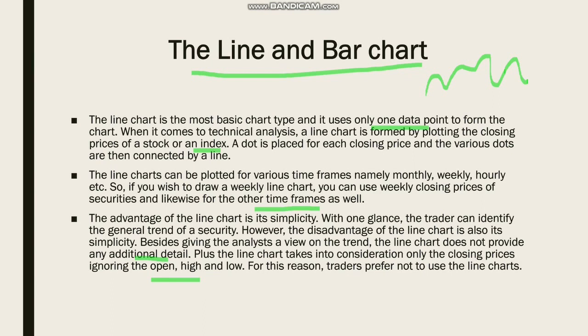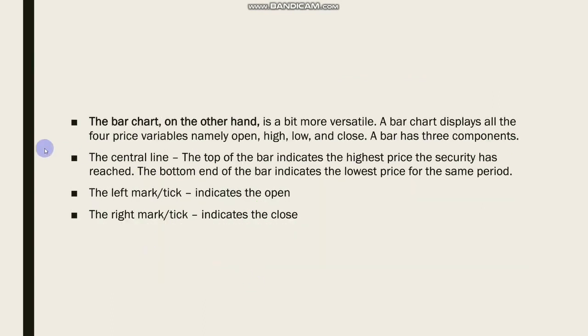The bar chart on the other hand is a bit more versatile. Bar chart displays all the four prices, namely open, high, low and close. Bar chart shows you all the four components. A bar chart has three components. The central line. The top of the bar indicates the highest price the security has reached. The bottom end of the bar indicates the lowest price for the same period. The left mark indicates the open and the right mark indicates the close.